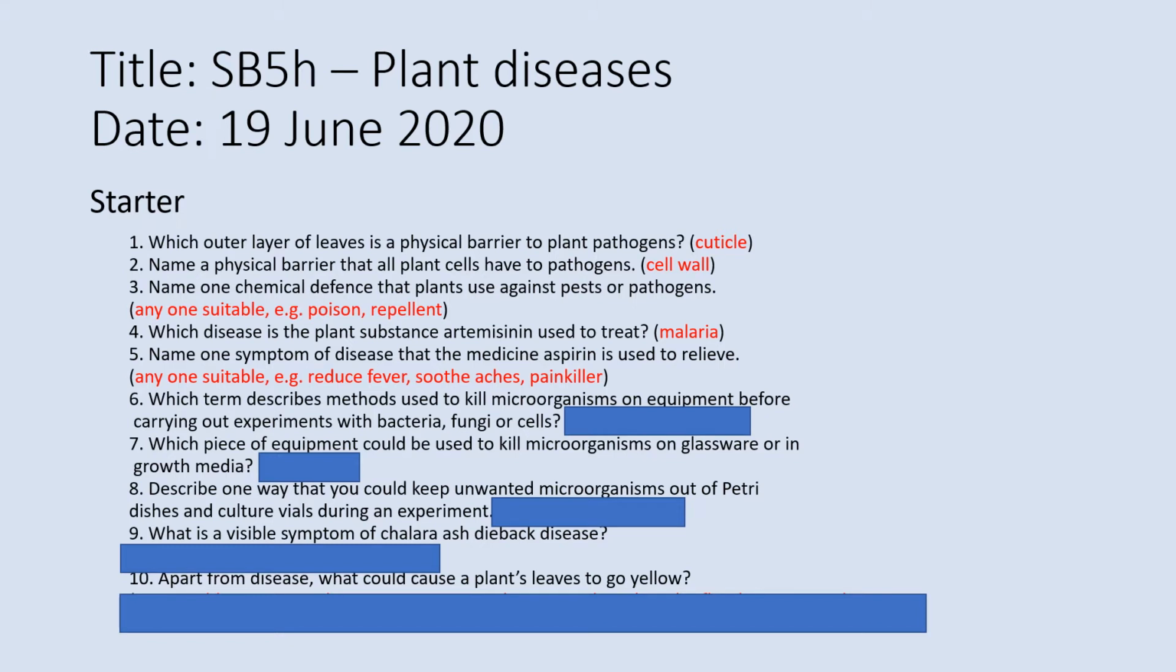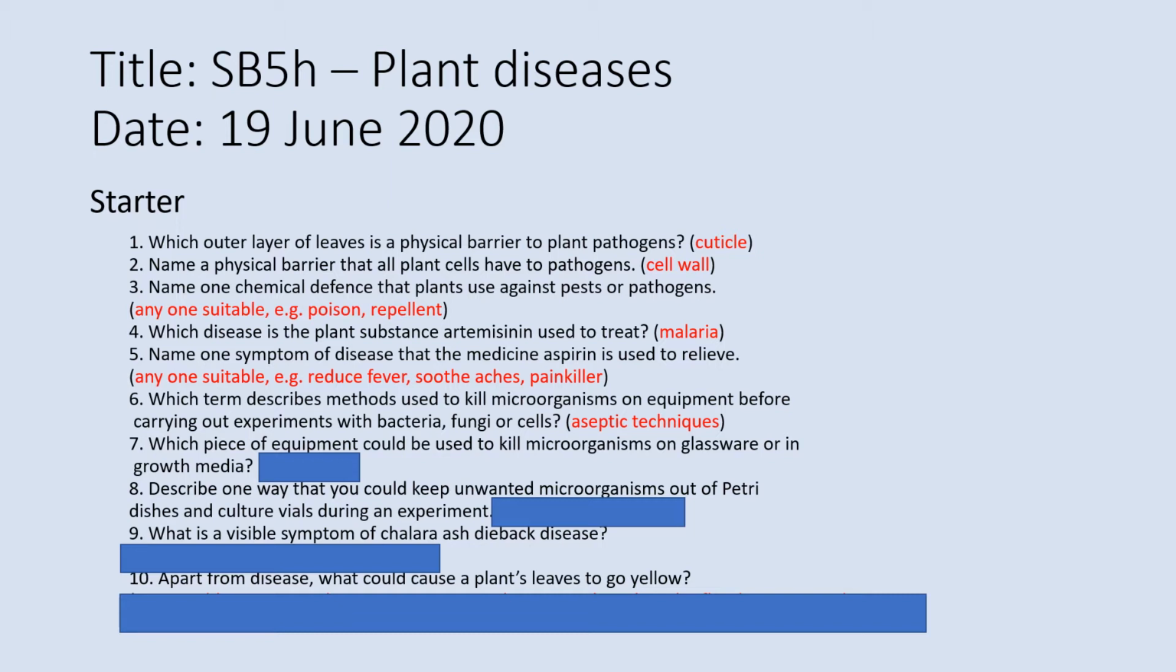Which term describes methods used to kill microorganisms on equipment before carrying out experiments with bacteria, fungi or cells? It is of course the aseptic techniques. We looked at 2 of those last lesson. This is going to be asking you to look at them now.